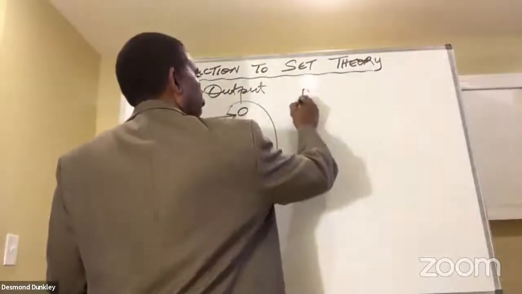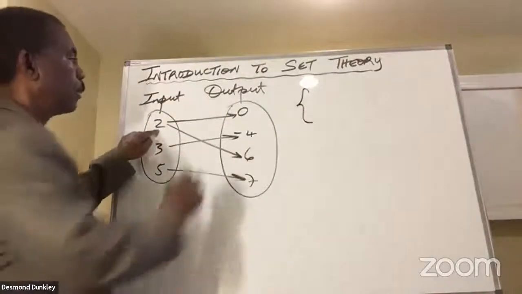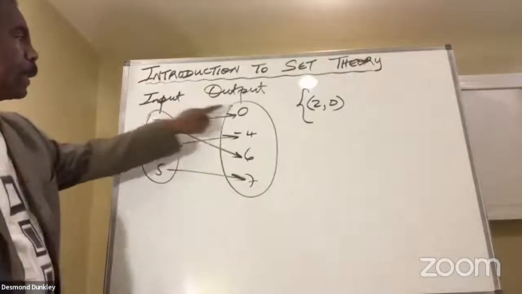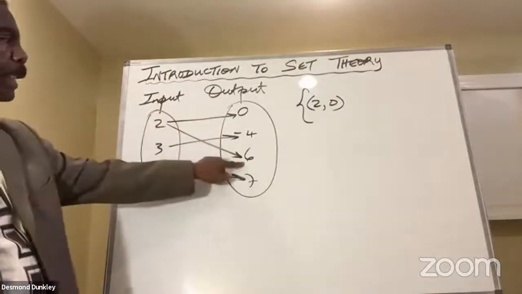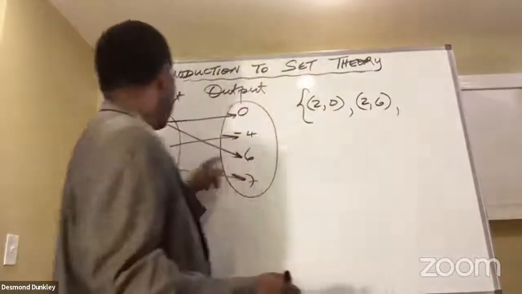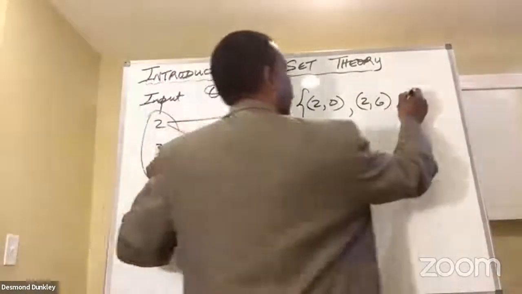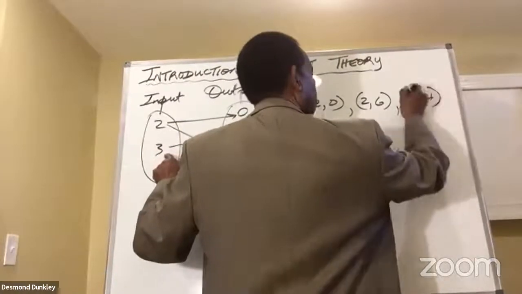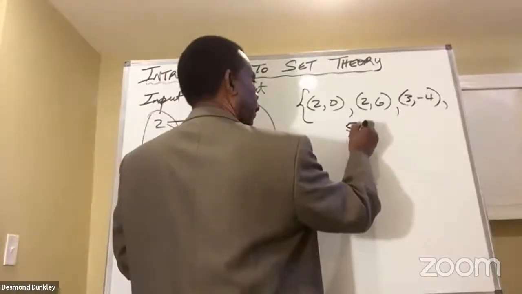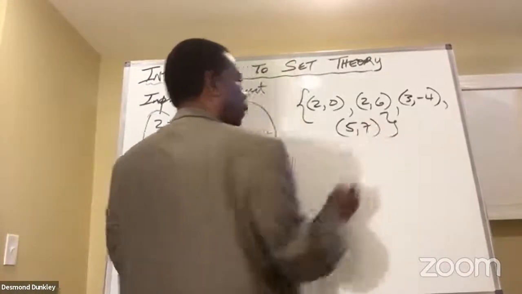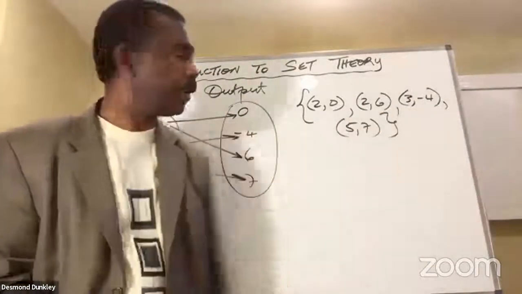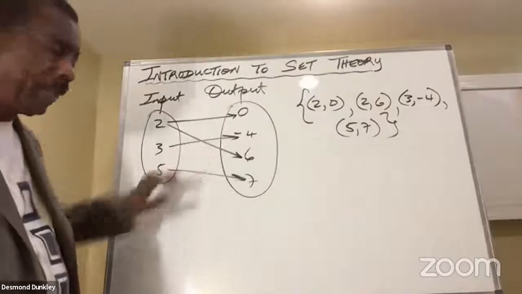It will be the set 2, 0, where the first is input, the second is output. Then also 2 is associated with 6. And then 3, -4. And then 5, 7. So this is what you call a set of ordered pairs. This is a mapping.